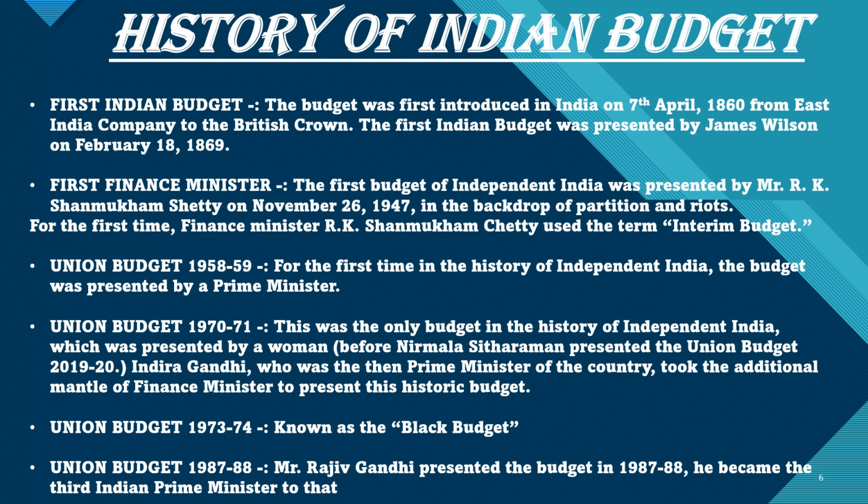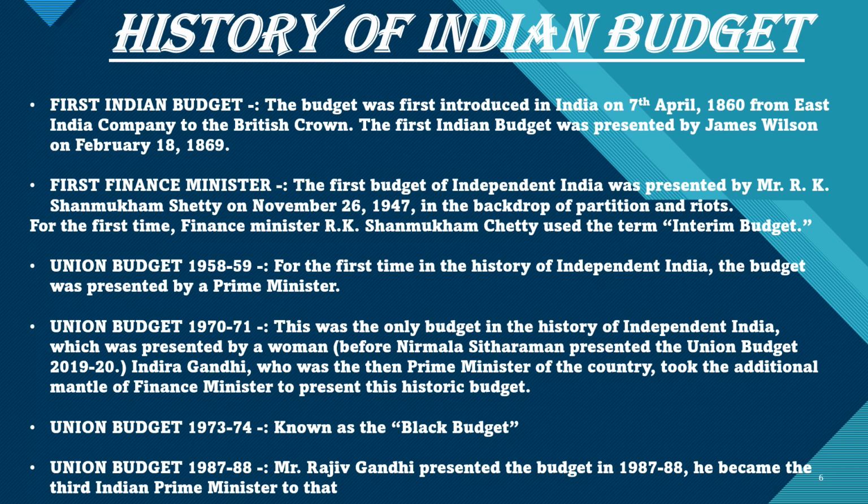Then talking about the Union Budget of 1973-74, it was known as a black budget as the nation had a deficit of rupees 550 crore under Pranab Mukherjee, the first Rajya Sabha member to hold the finance portfolio.